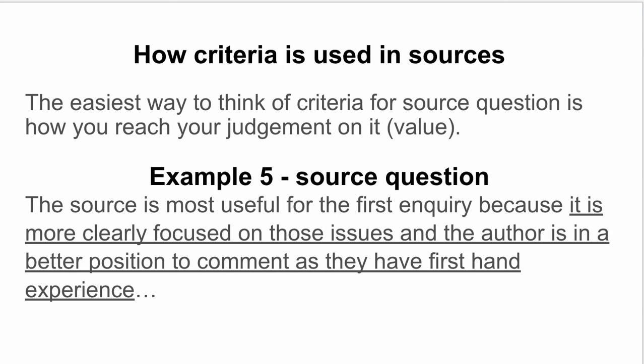Okay. Now, in sources, actually, I think this is more straightforward, because basically the easiest way to think of how to use criteria in sources is how you reach your judgment on the source, so the value of the source. So for example, if you're saying the source is most useful for the first inquiry because it's more clearly focused on those issues, and the author is in a better position to comment as they have first-hand experience, for example. That's just an example I just wrote. That's your criteria. They're more focused. They have first-hand experience. That is your criteria. That's why you're saying it's more useful for one inquiry than the other. Or if you're saying one source is more important than another, you might say it's because it's more directly related. They've got more experience of that issue or whatever. So criteria is just how you judge something.